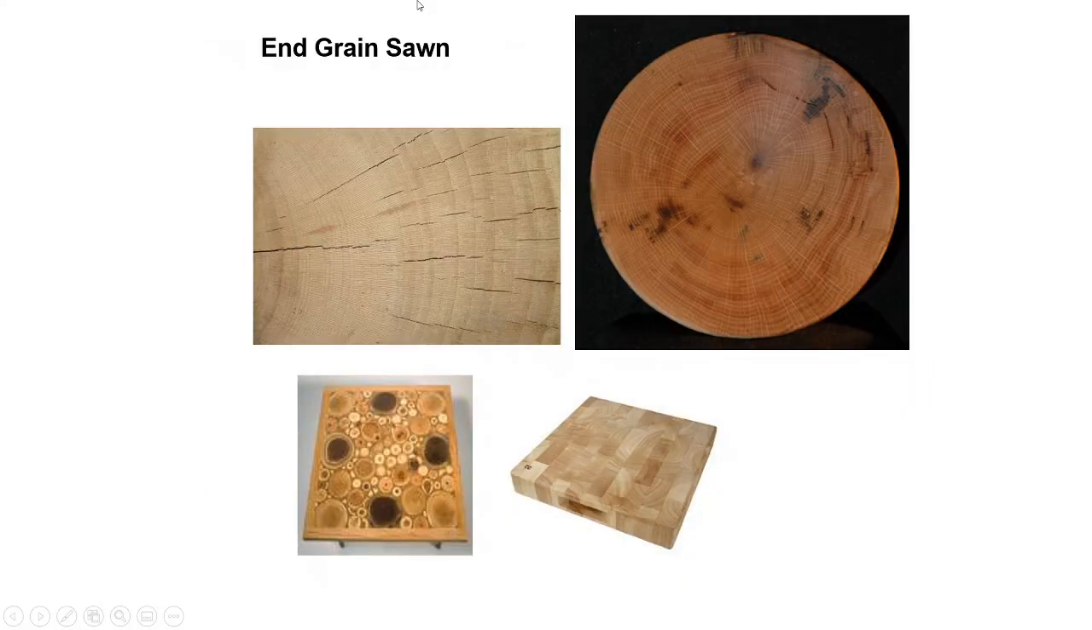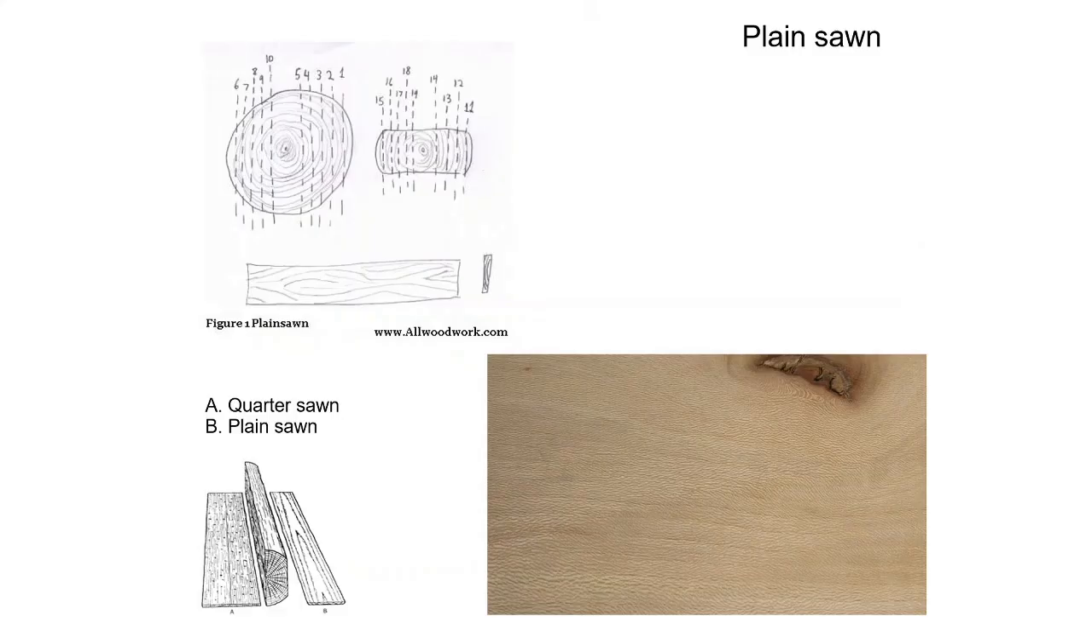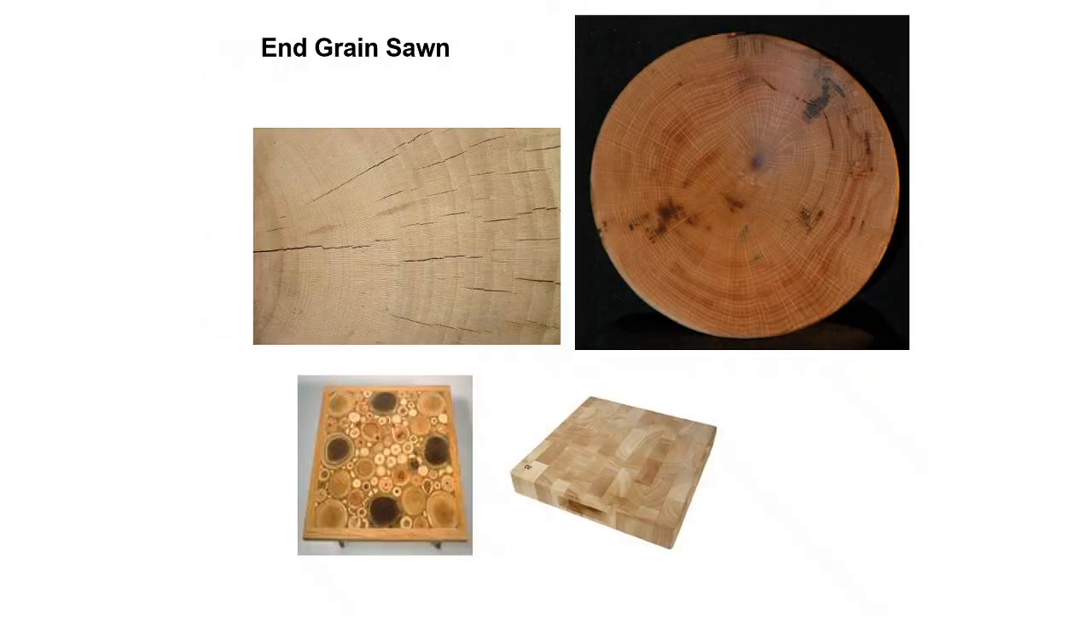And then the last one is end grain sawn. Has some uses. It's not as efficient. You're not utilizing as much of the material as plain sawn or quarter sawn. So end grain sawn is essentially, if you've got like a cucumber or salami, you sort of cut the ends off it like that.